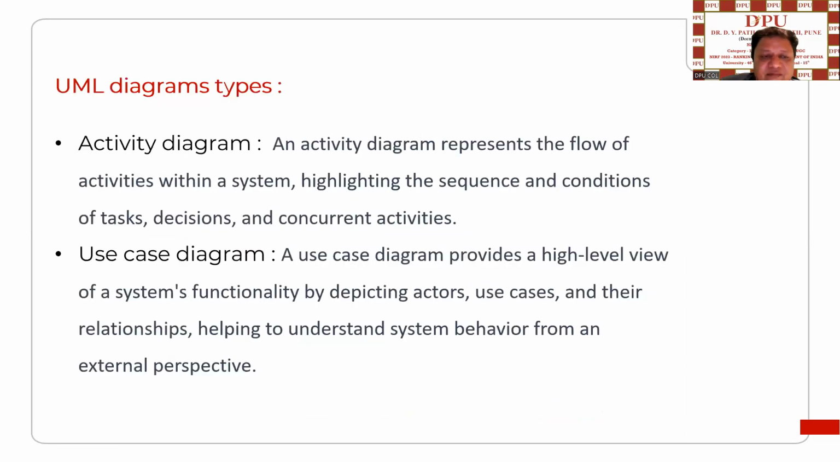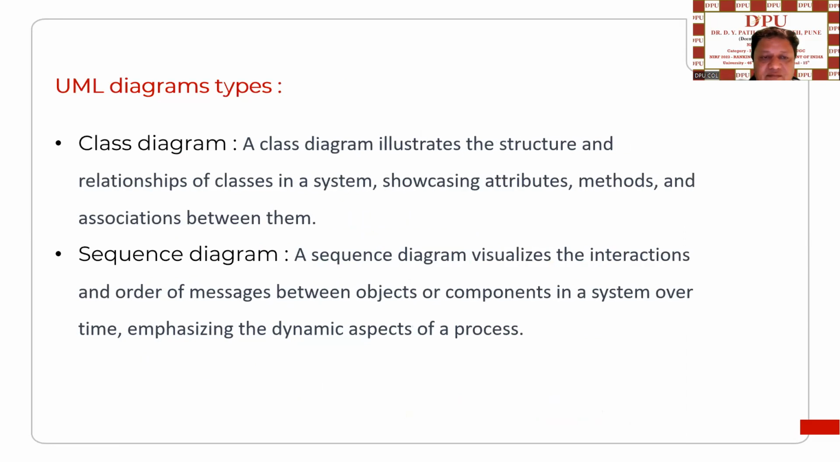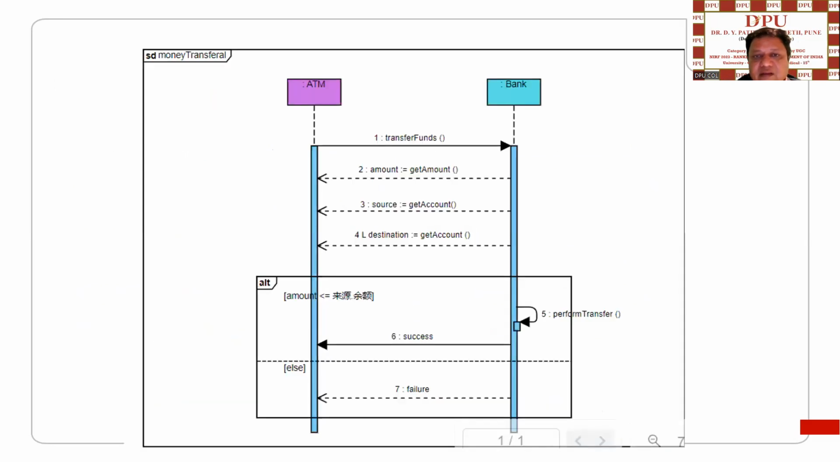So the sequence diagram is used to visualize the interactions and order of the messages between objects or components in a system over a period of time. You can see that the vertical line represents the time, and you can see here how the different parts of the system are going to communicate.